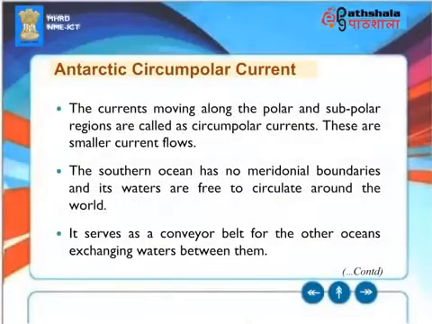Antarctic Circumpolar Current. The currents moving along the polar and subpolar regions are called circumpolar currents. These are smaller current flows. The Southern Ocean has no meridional boundaries, and its waters are free to circulate around the world. It serves as a conveyor belt for the other oceans, exchanging waters between them.